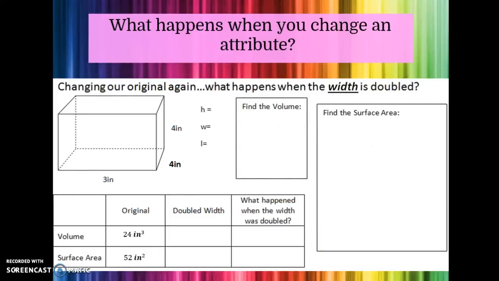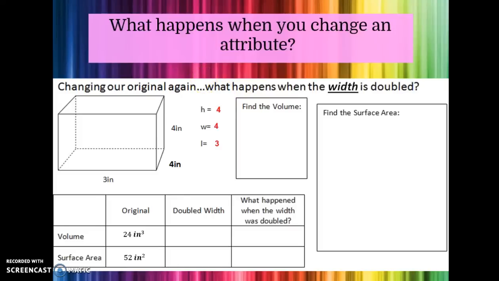And we're going to go back to our original. And now we're going to look at what happens when just our width changes. So you'll notice that our length has gone back to 3 inches, but now our width is 4 inches. So our height is still the same, it's 4 inches. Our width is now 4 inches, and our length has gone back to the original 3 inches. So take a minute, pause this video, use your calculator and your pencil to figure out the volume and the surface area.